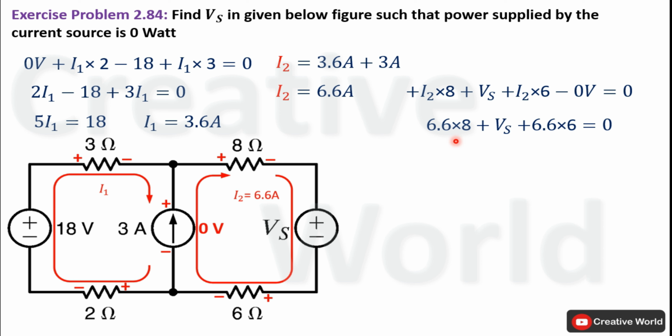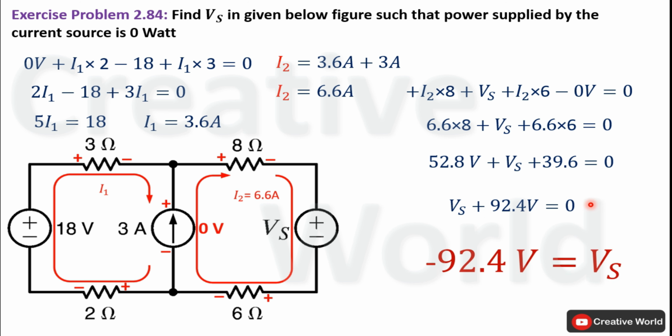Take the product of 6.6 and 8 ohm. Here 6.6 and 6 ohm. It will become 52.8 volt plus Vs plus 39.6 is equal to 0. Add 52.8 volt and 39.6 volt together, it will become 92.4 volt, and place this 92.4 volt on the other side of the equal sign to calculate the value of Vs, that will become minus 92.4 volt. So the value of voltage source Vs inside this network is minus 92.4 volt.